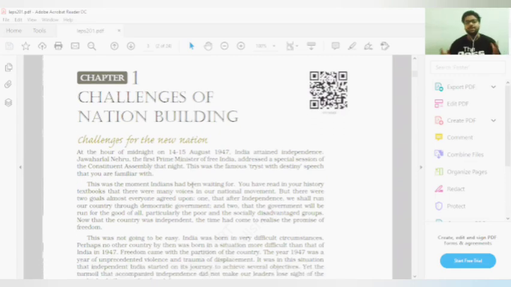Now, coming to the chapter, this chapter is named Challenges of Nation Building. Friends, I would like to tell you that the time when India got freedom, it was not a discussion of freedom only, but it was a painful event of partition as well. India was not only freed from the Britishers, it was also torn into two pieces.